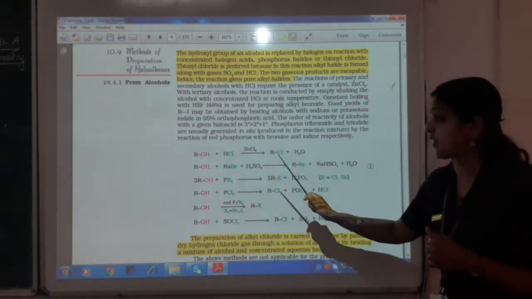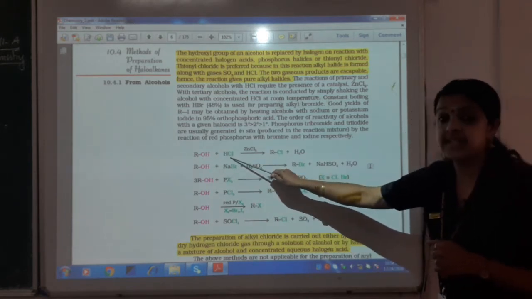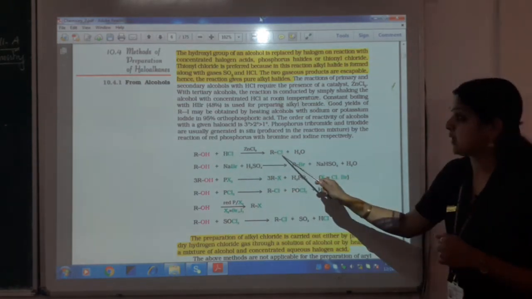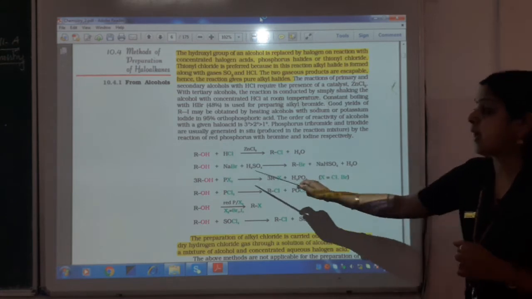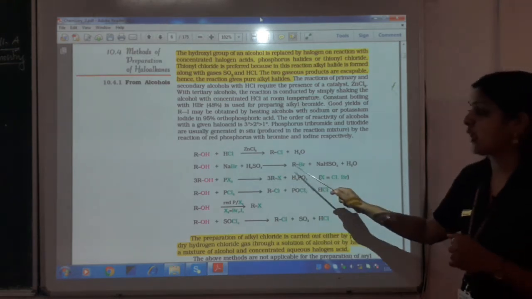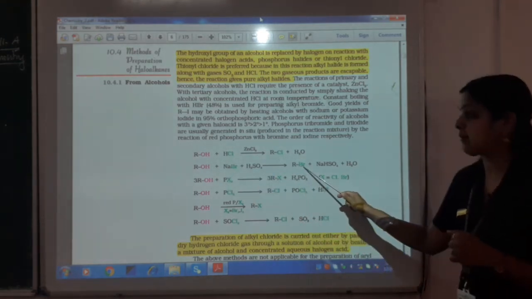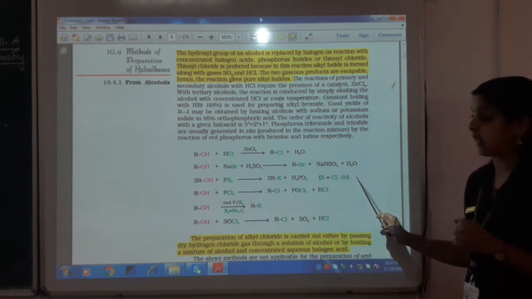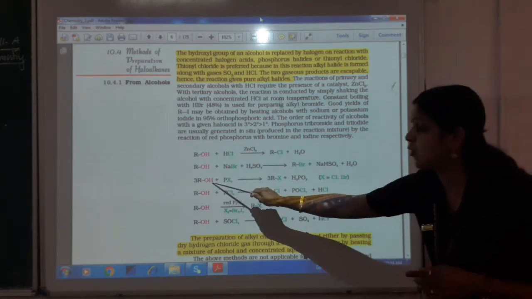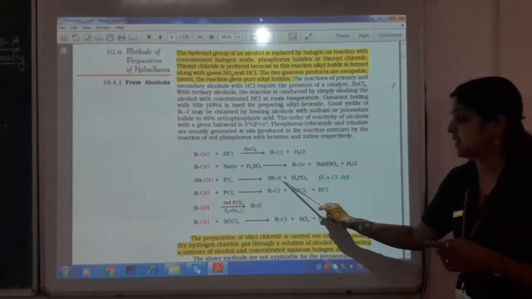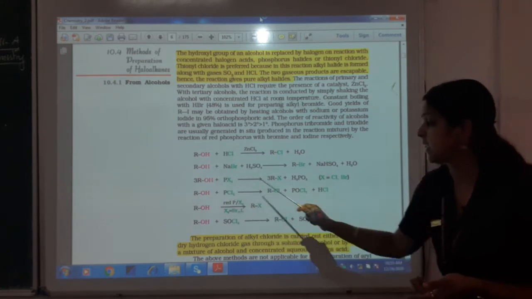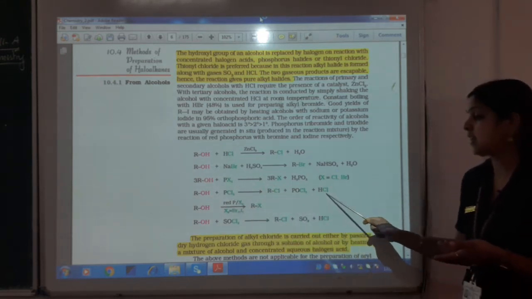If you see the preparation, children, the first preparation is alcohol plus HCl in presence of zinc chloride. This chlorine comes and attacks my OH, so it becomes RCl plus H2O. Now what happens in the second reaction? When it is treated with sulfuric acid and sodium bromide, you get bromine replacing OH, so RBr, and sodium bisulfate and water. The next one is with PX3. Just remember, children, you just have to replace the OH with X. So then you get the balanced RX, the remaining will be H3PO3. Similarly with PCl5, Cl comes and gets replaced, the remaining will be POCl3 and HCl.